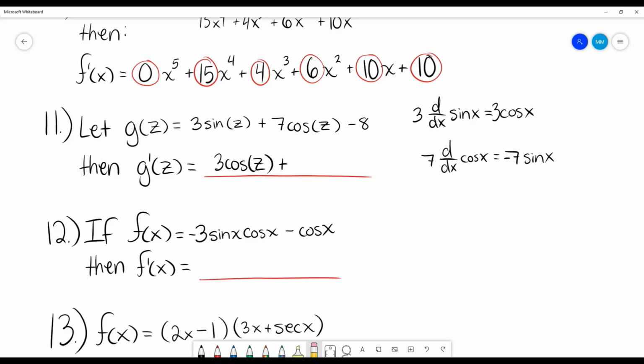So it's going to be a negative times that 7, so negative 7 sine of z. So I can actually change that plus to a minus because we're adding a negative. So I'm just going to subtract 7 sine of z. And like I said before, the derivative of a constant is 0, so it's minus 0, which means we don't have to write it.